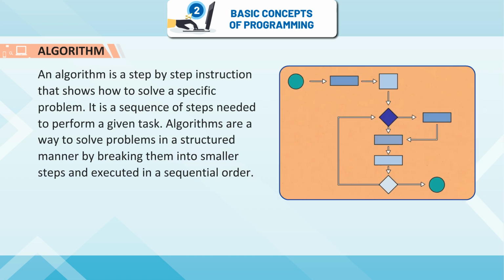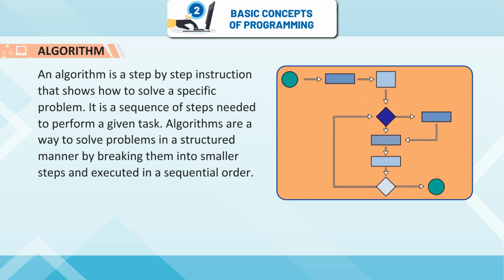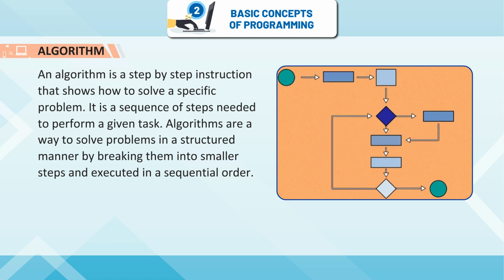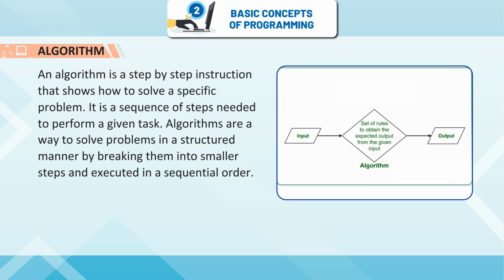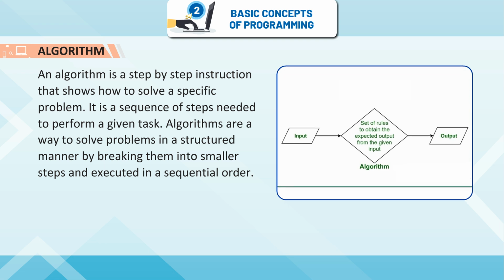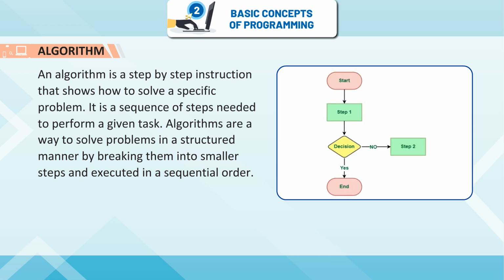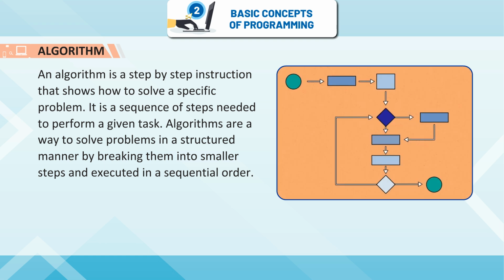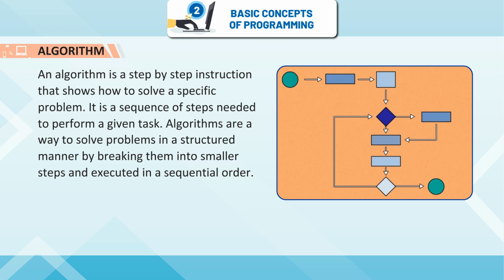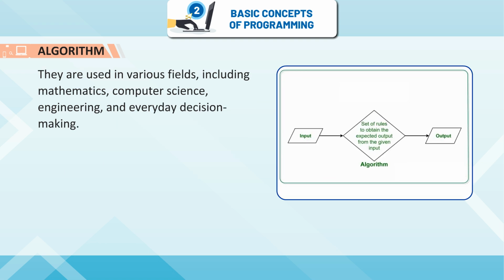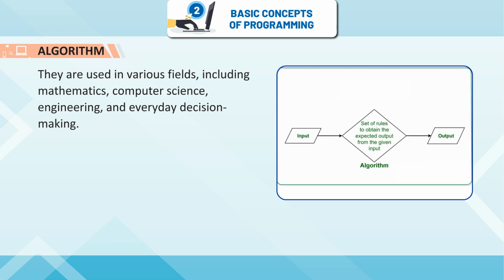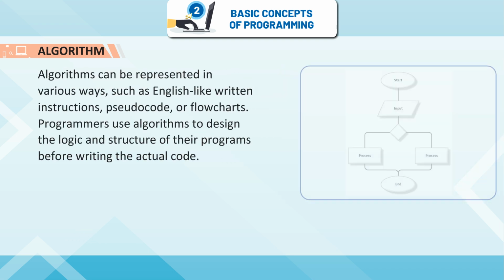Algorithm: an algorithm is a step-by-step instruction that shows how to solve a specific problem. It is a sequence of steps needed to perform a given task. Algorithms are a way to solve problems in a structured manner by breaking them into smaller steps and executing them in a sequential order. They are used in various fields including mathematics, computer science, engineering, and everyday decision-making.